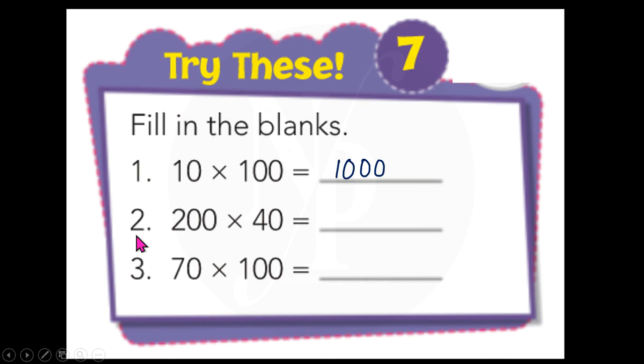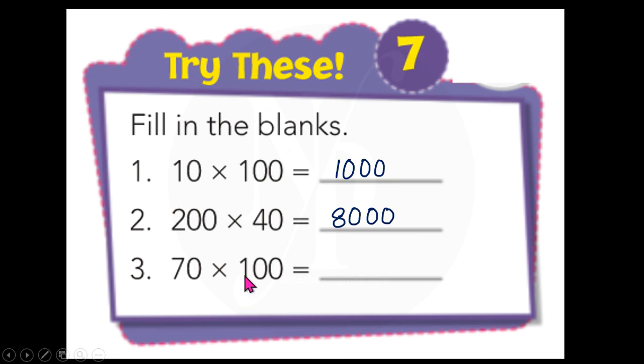Question number 2. 200 into 40. Let's multiply 2 and 4 now. 4 2s are 8. After writing 8, we count the number of zeros here. 1, 2, 3. So we put 3 zeros to the right of 8. So 8000 is the product of 200 and 40.